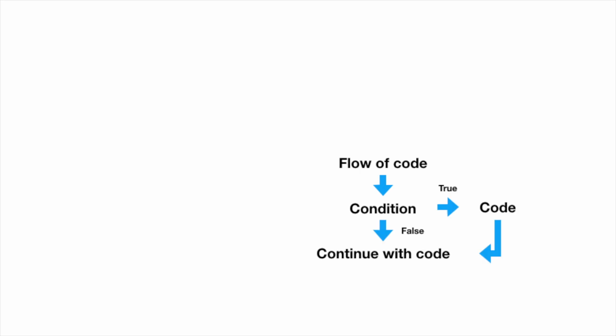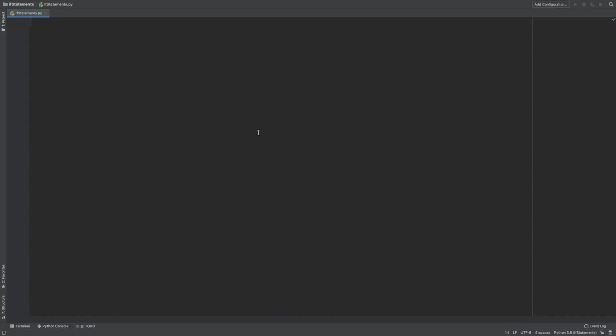We can think of this like a flowchart. We have a flow of code, we reach a decision or a condition. If that condition is true, then we move to a separate code block. If not, then we continue moving on with the same path that we were on before that condition was there. Let's hop into PyCharm now to go through the Python if statement syntax.